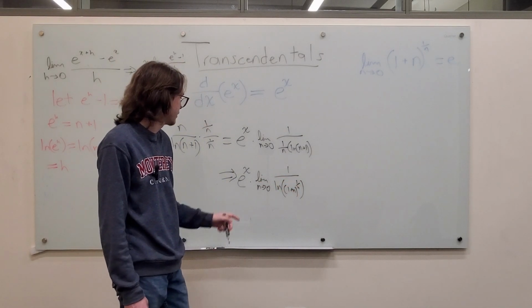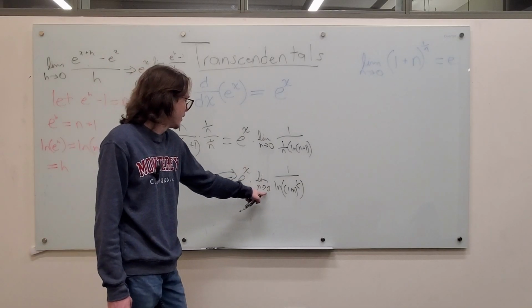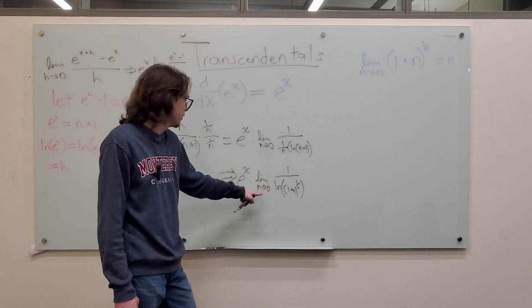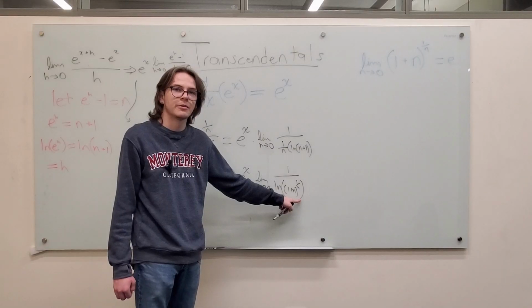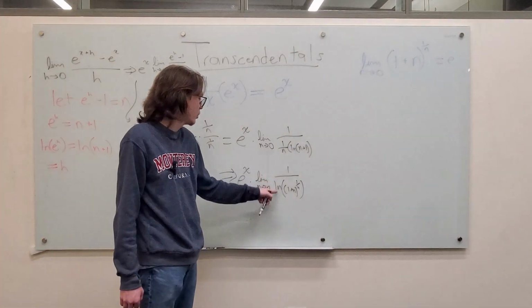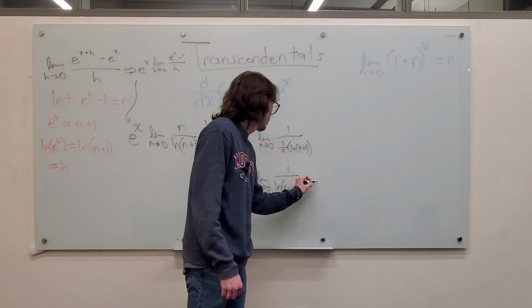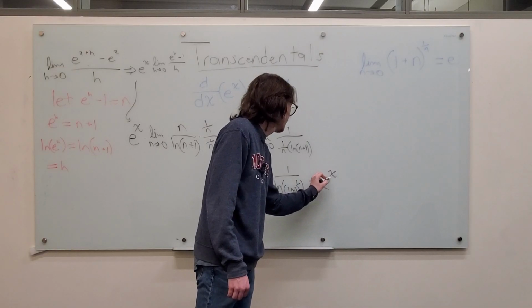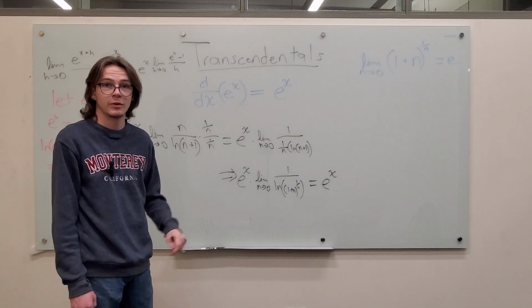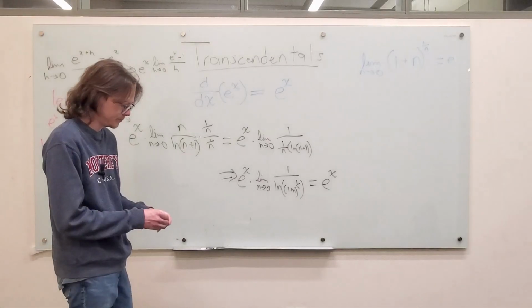And so, of course, this is going to give us e to the x times, once again, we've got the natural log. What's inside is the definition of e. And so it's going to give us 1 over the natural log of e, which, of course, will give us e to the x as the derivative of itself.